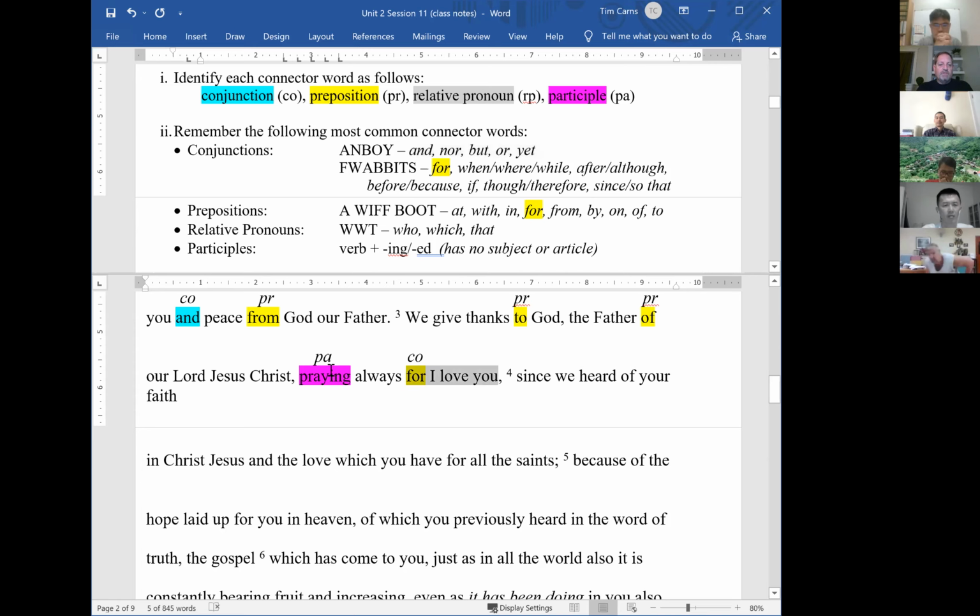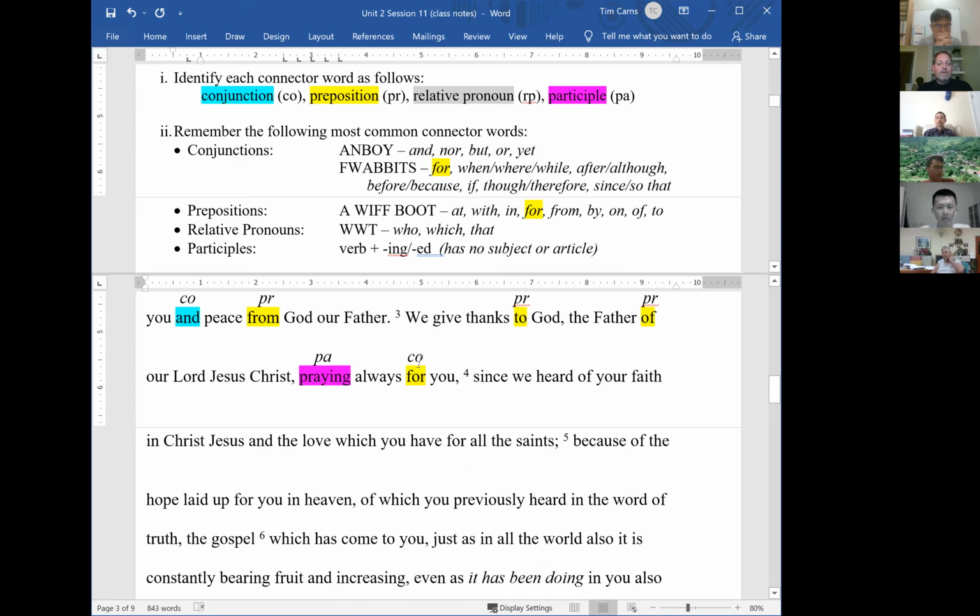All right. So in this case, praying always for I love you, that would tell us the reason he's praying. But again, Paul didn't write for I love you. He just said for you, which tells us this is a preposition, and therefore it's praying always. For you is who he's praying for. Okay. We'll see the importance of this a little later, but I'm just pointing it out because this is very common.